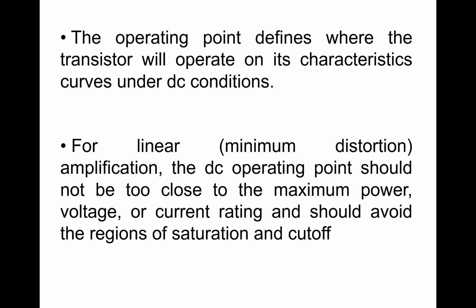How do we define the operating point? The operating point defines where the transistor will operate on its characteristic curves under DC conditions. For example, for linear amplification, we have to maintain minimum distortion. For that, the DC operating point should not be too close to the maximum power, voltage, or current. We should avoid the saturation and cutoff regions. In amplification, the transistor is most probably operated in the active region.